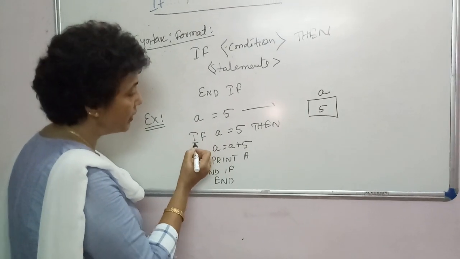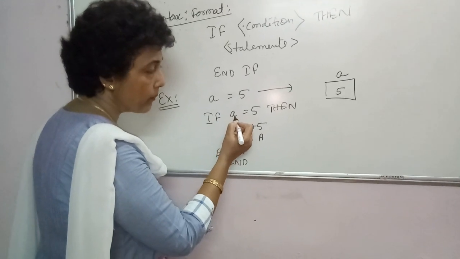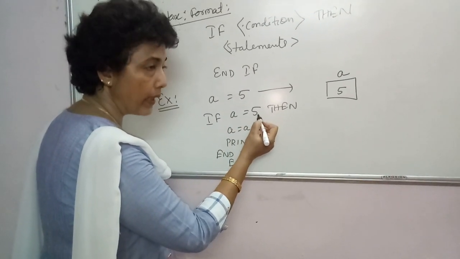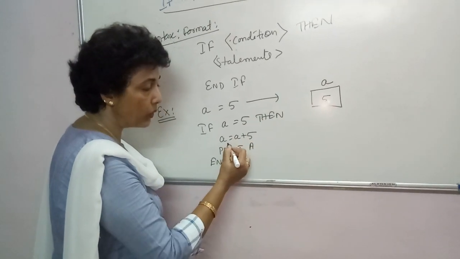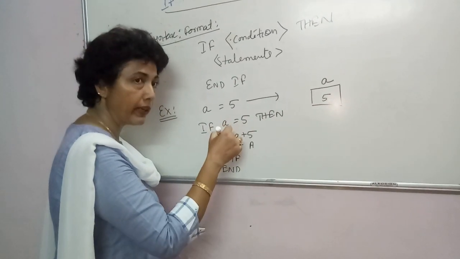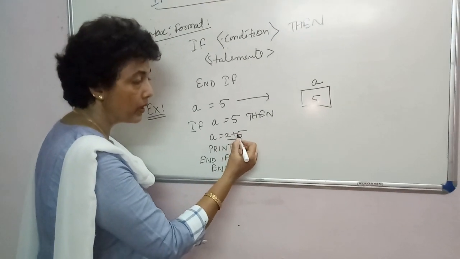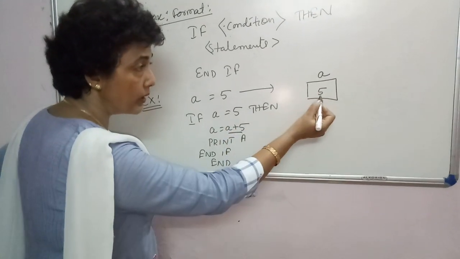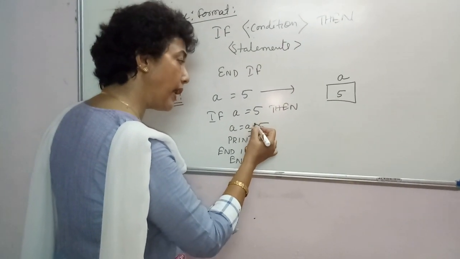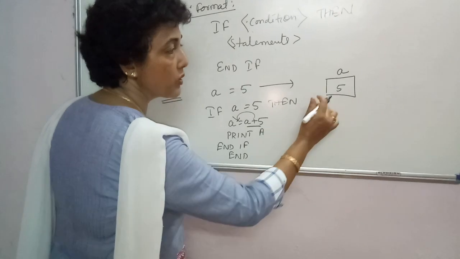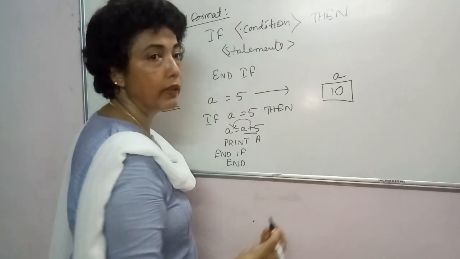It is a condition, so I take the help of the keyword if a equal to 5. That means if the value stored in a is matching with 5, then another 5 will be added to a. So a equal to a plus 5, this will be done first. What is a initially? 5. 5 plus 5, a will become now 10, and that 10 will get stored back in a. So this 5 will be overwritten with 10.